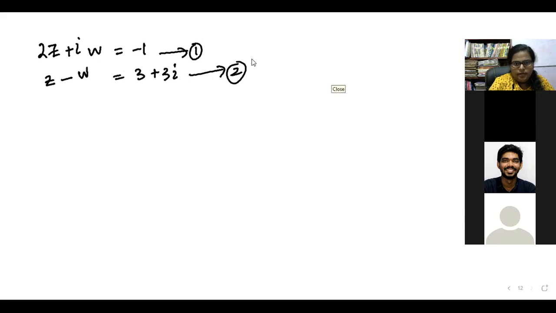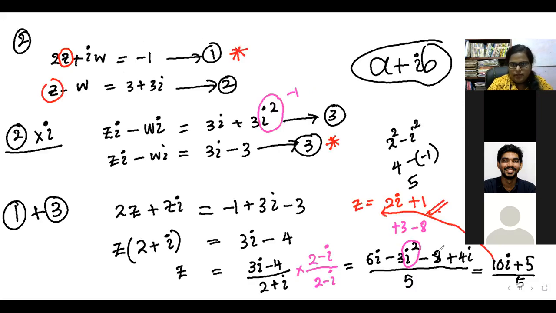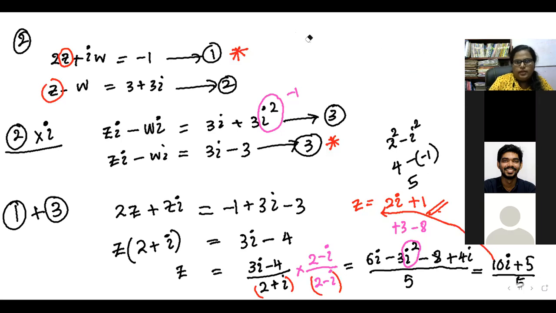Nimasha is asking whether this is minus 5 or plus 5. It is plus 5, Nimasha. You are asking about this one: 2 plus i and 2 minus i. When you simplify this, you have to take 2 square minus i square. So 2 square is 4, minus i square is minus 1. So it gives you plus 5.